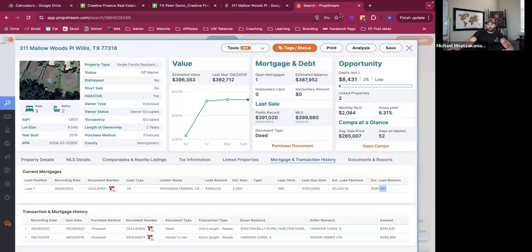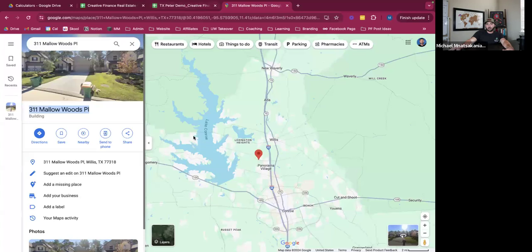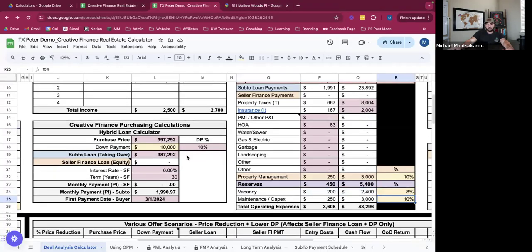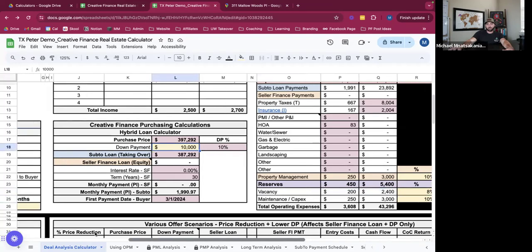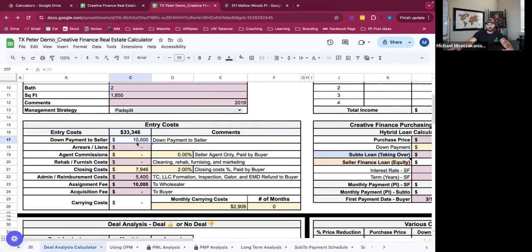So we have the data we need from Propstream. We'll move on from that. What we have now is our debt information set up. We don't have our full entry cost, but we do have our down payment to the seller and the assignment fee. These are funds that I worry about. Let's not worry about this for the most part for everyone. Let's just get rid of it.